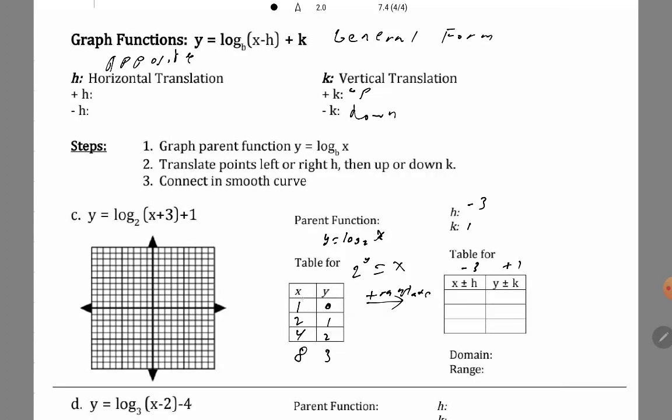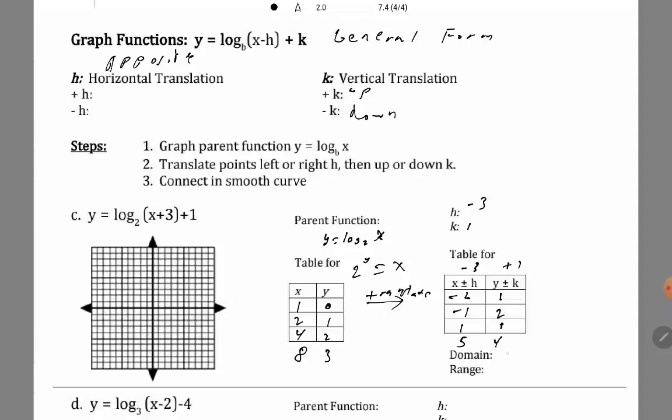Okay, so my x value is 1. I'm going to subtract 3 and get -2. I'm going to take 2 and subtract 3 and get -1. I'm going to take 4, subtract 3, and get 1. So take 8, subtract 3, get 5. And then my y values, I'm just going to add 1. 0 plus 1 is 1. So 1 plus 1 is 2. 2 plus 2 is 3, and then 4.